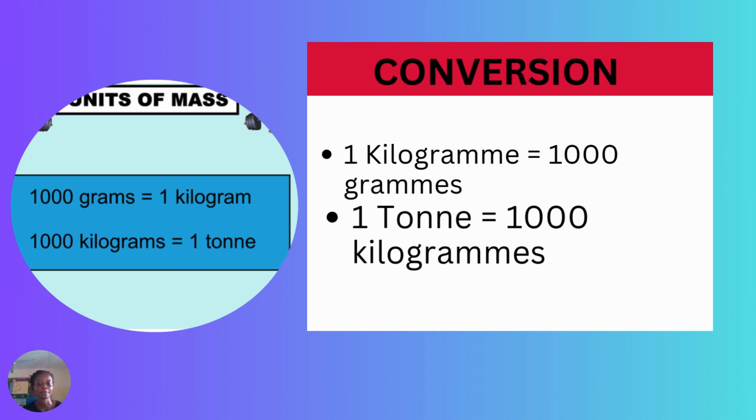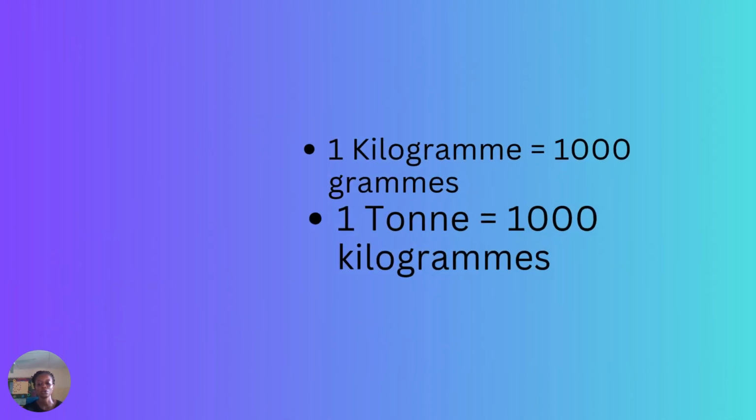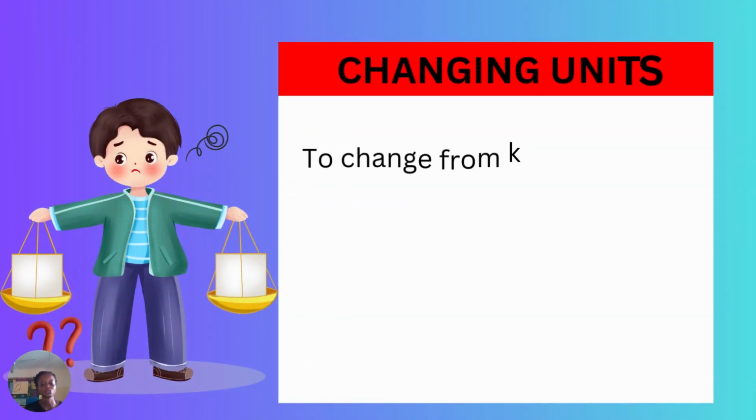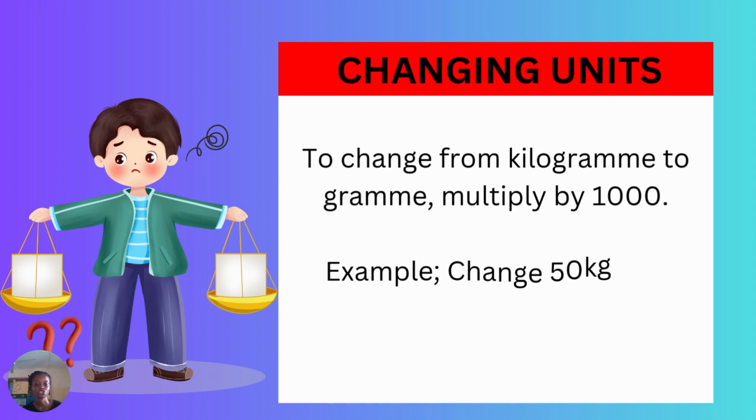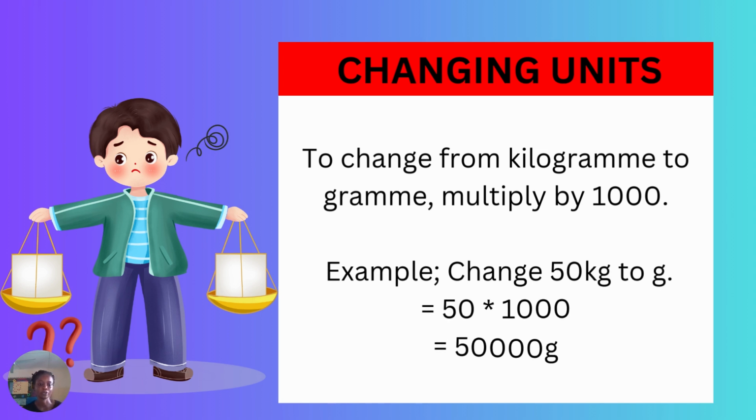Now, 1 kilogram is equal to 1,000 grams, and then 1 ton is equal to 1,000 kilograms. Now, these units can be changed from one to another. If you want to change from kilograms to grams, you do that by multiplying by 1,000. You multiply your kilograms by 1,000.